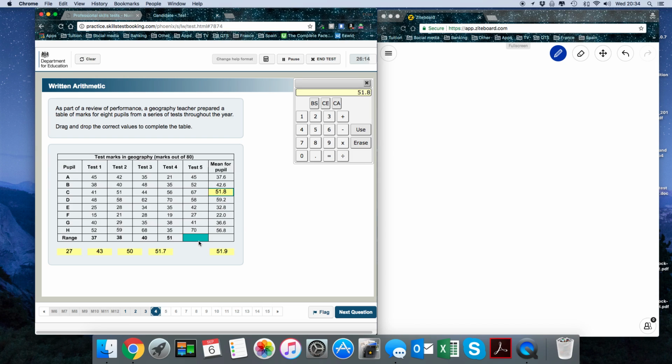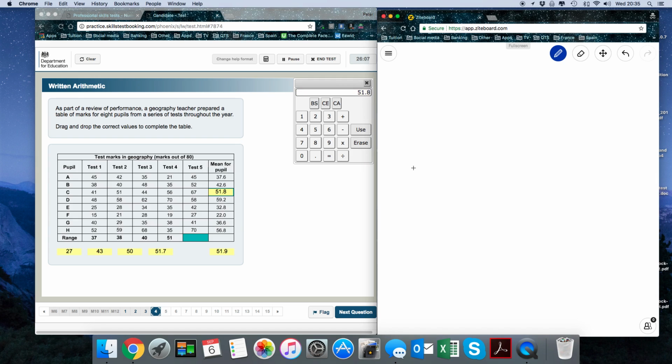Okay, this one, it says range. So we need the range. So range is biggest, take away smallest. So you just have to be very careful here. You have to scan through that test 5 and look for the biggest number. I think 70 is the biggest, and 27, yep, it looks like 27 is the lowest.